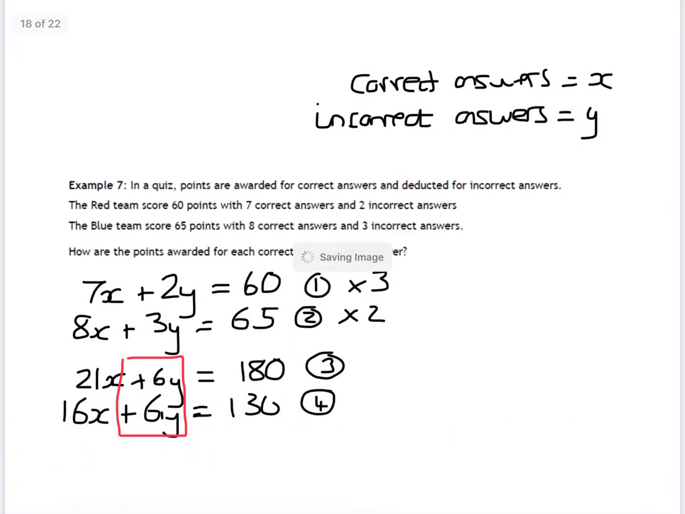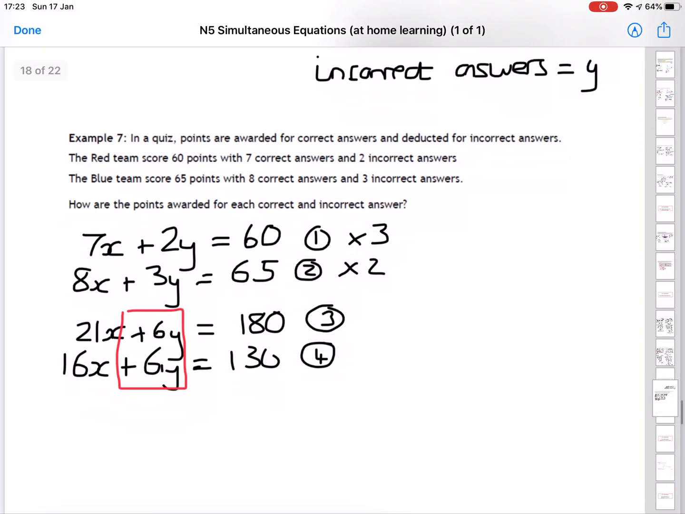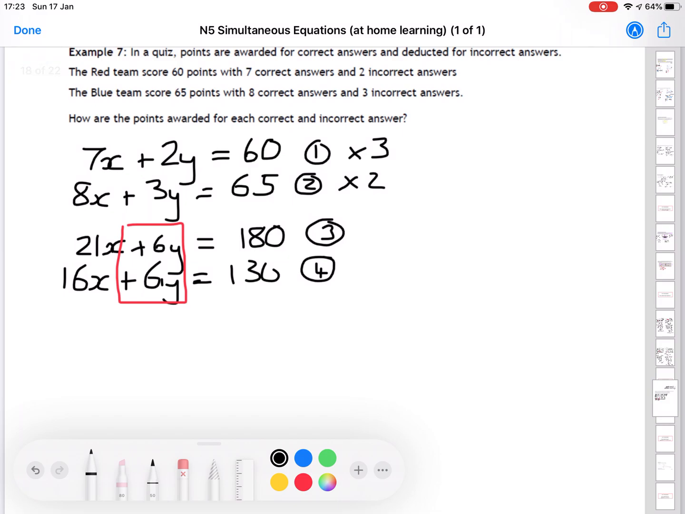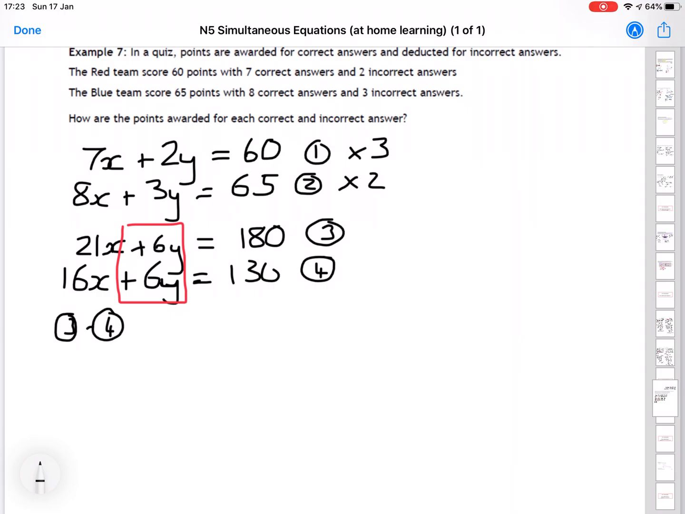We can now work out whether we're adding or subtracting our equations. We have a plus 6y and a plus 6y, so these are both the same sign, so we're going to subtract. Equation 3 take away equation 4. 21x minus the 16x leaves me with 5x. The 6y minus the 6y is 0, so that's eliminated. And then 180 minus 130 is 50.